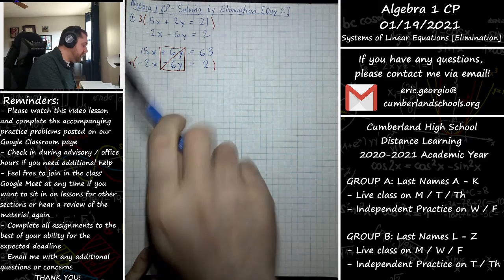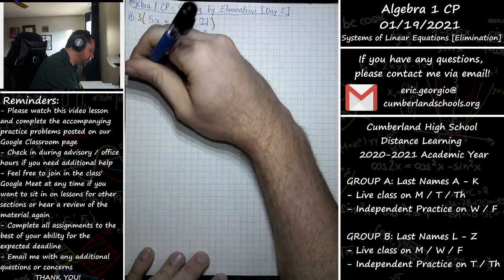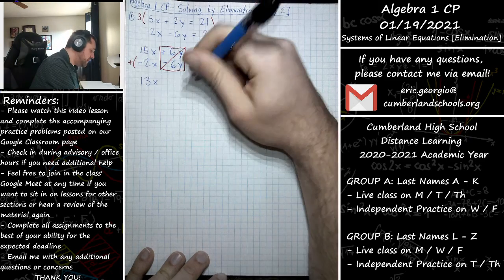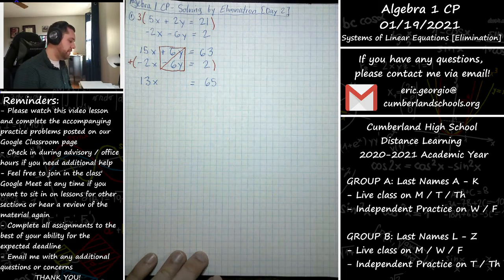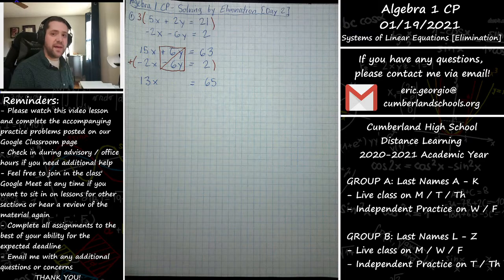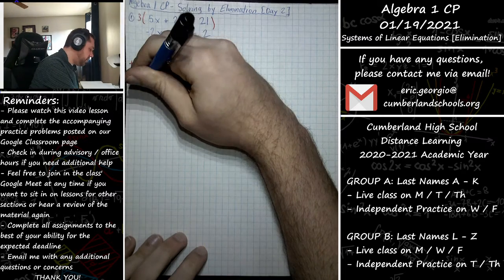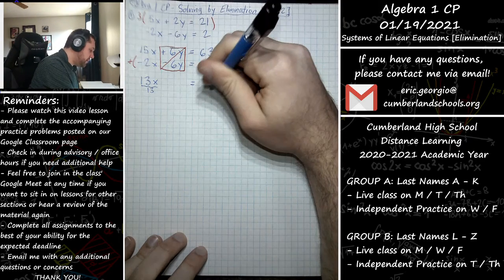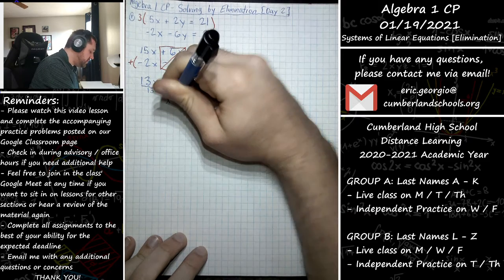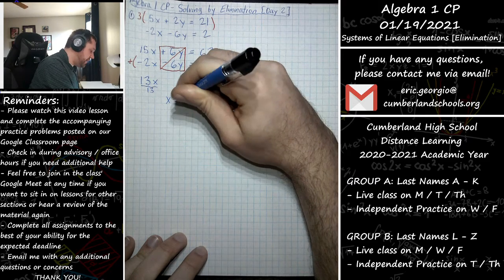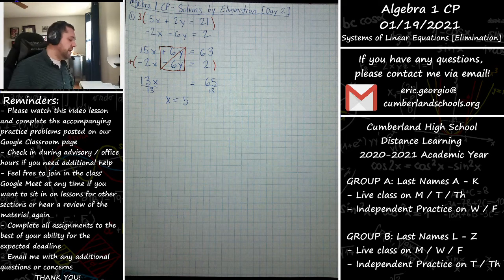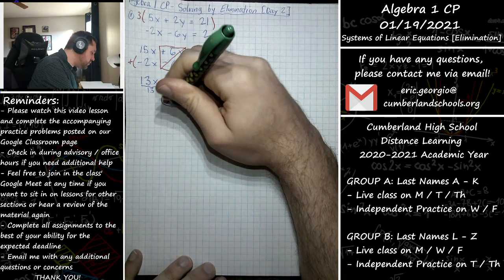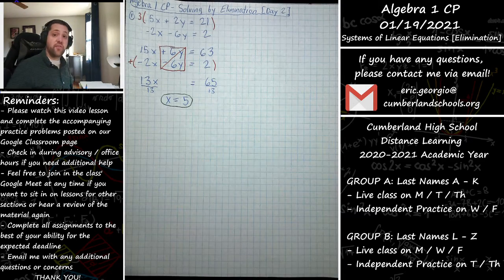So we're left with 15x plus negative 2x is 13x, equal to 63 plus 2, which is 65. Now this is just a one-step equation in which I can divide both sides by 13 and get that x is equal to 65 divided by 13, which is 5. All right. Hopefully that made sense. Now that we know that x is equal to 5, we can use that information to solve for y.